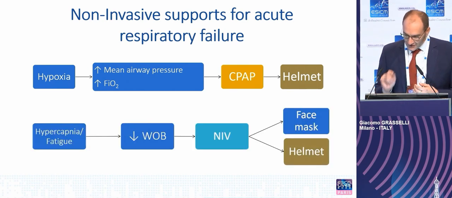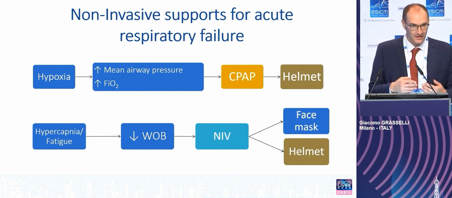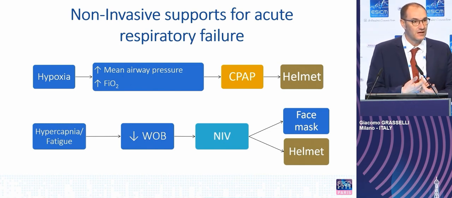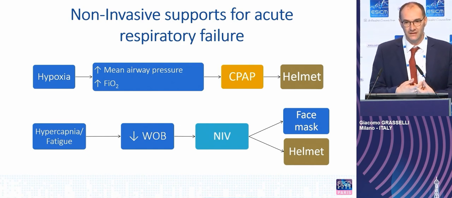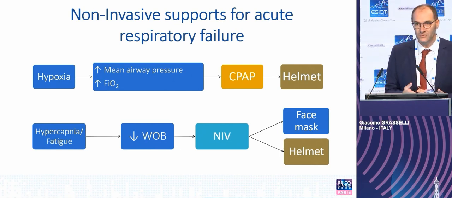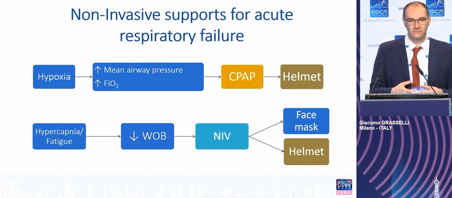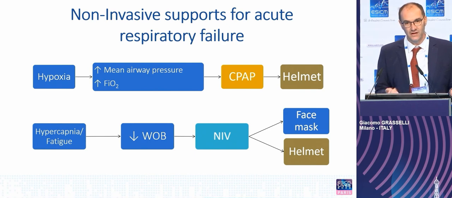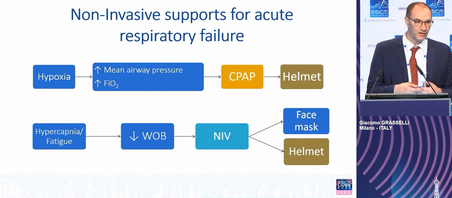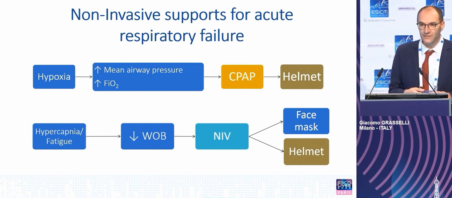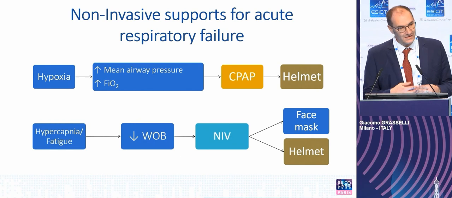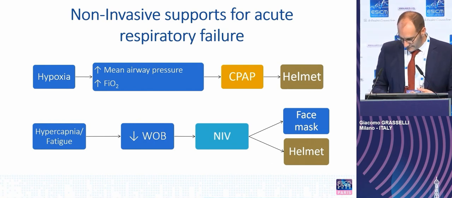The second scenario is a patient that has hypercapnia and/or is developing fatigue. So in this case, what you want is to reduce the work of breathing. You want to unload the respiratory muscles, and for this, you need some form of positive pressure ventilation so that the patient and the ventilator share the work of breathing. And so in this case, you need non-invasive positive pressure ventilation. And for this, you can use both mask or, again, the helmet.